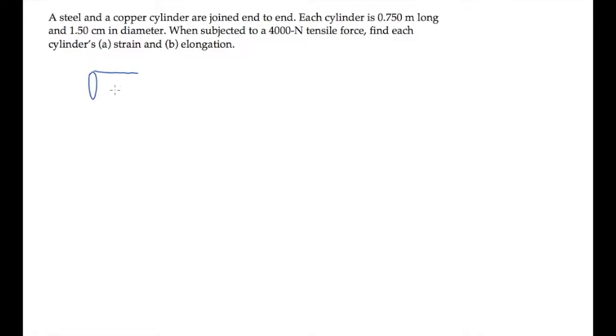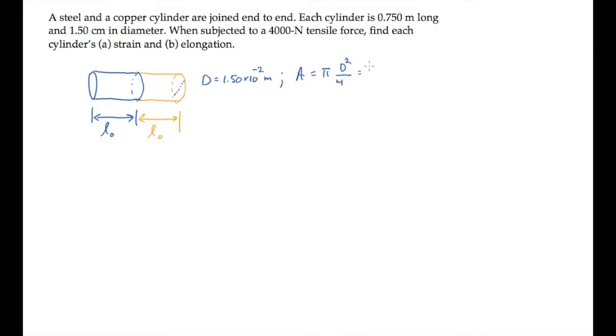The two cylinders in this problem are connected end to end. They each have the same length, L0, which is 3/4 of a meter, and they have the same diameter, 1.5 centimeters. From that diameter, we can calculate their cross-sectional area. That's pi r squared, or pi d squared over 4, which works out to 1.77 times 10 to the minus 4 square meters. One cylinder is steel, and the other is copper.